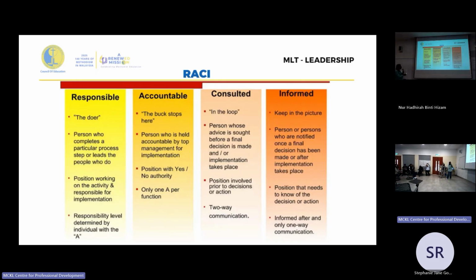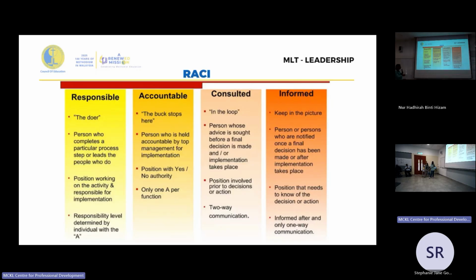So you need to identify. It's not that I'm the head or the project manager, so I'm going to do everything. You can't. So you need to delegate. You need to learn to delegate the task. And when you give the task to Eva, for example, then Eva is the doer for that particular task and she is going to lead. And she is going to get her people, her teachers, to do that thing. She is working on the activity and responsible for the implementation. Next time when I want any feedback for this particular task, who do I look for? I go for Eva. So that is responsible.